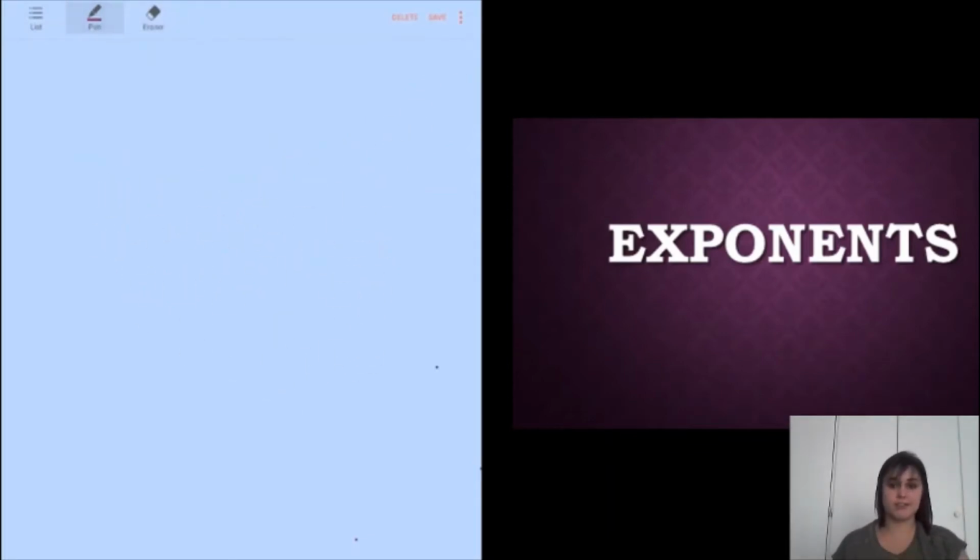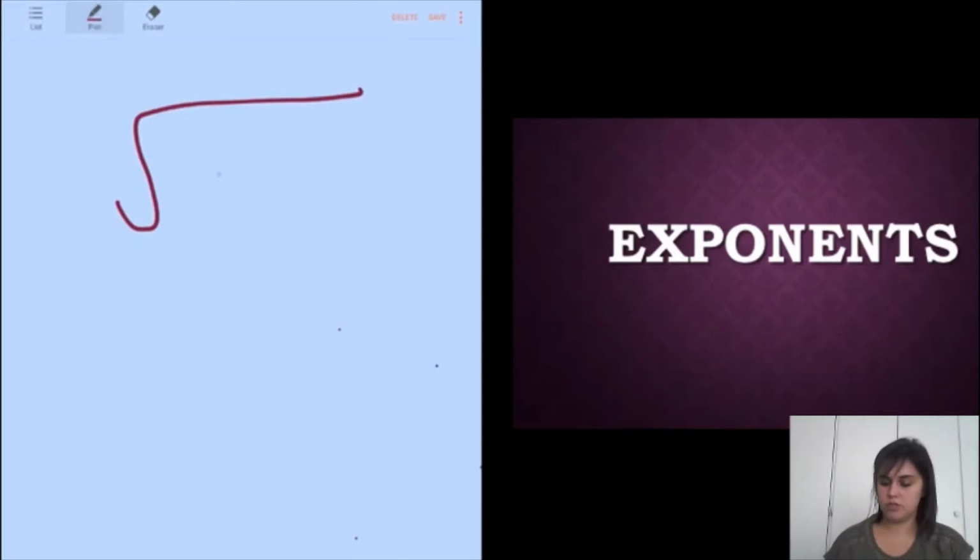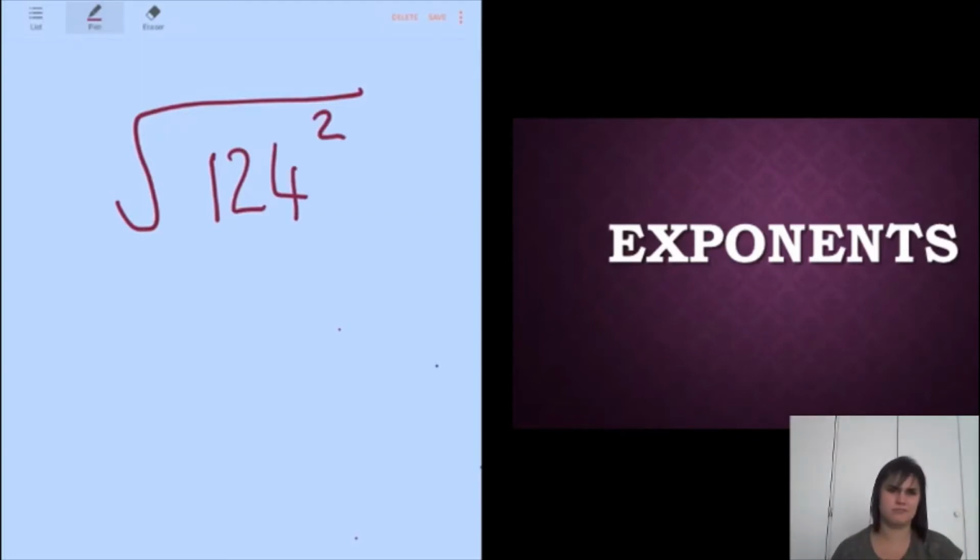So now I want to show you guys something that you need to start knowing now, because as we continue, you will be expected to answer questions similar to this one. So let's say I have the square root of 124 squared. How would I go and calculate that? Remember, I just told you that they are inverse operations. Inverse, opposites. They cancel each other out.